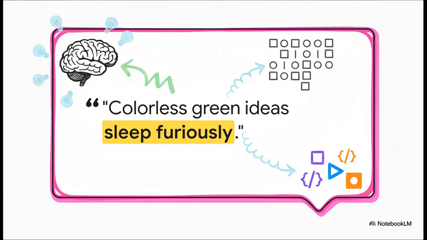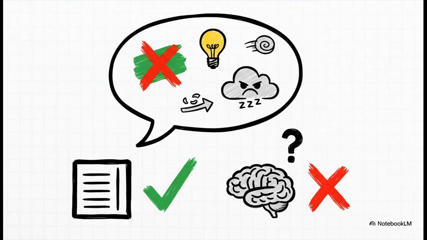Take this classic sentence, colorless green ideas sleep furiously. Now, from a grammar perspective, this sentence is perfect, flawless even. You've got your adjective, your noun, your verb, your adverb. All the pieces are in exactly the right spot. The syntax is 100% correct. But it's complete gibberish, right?